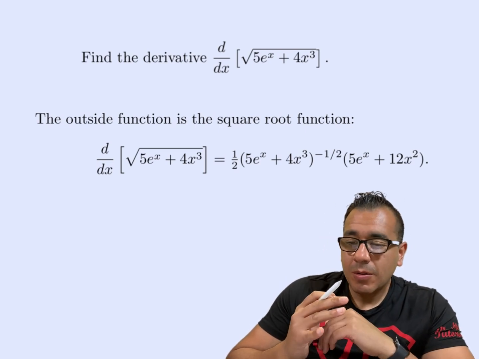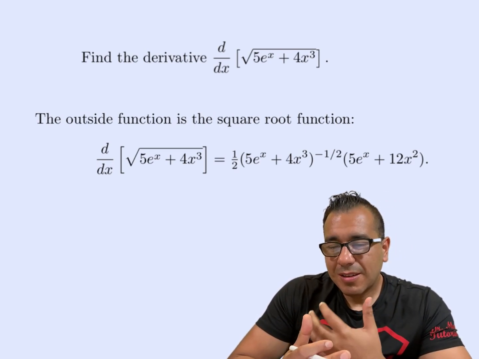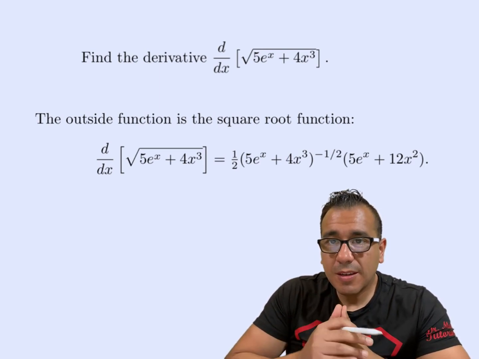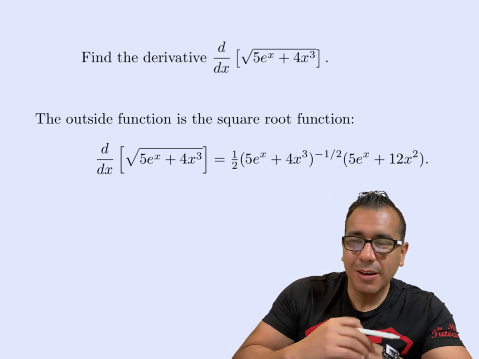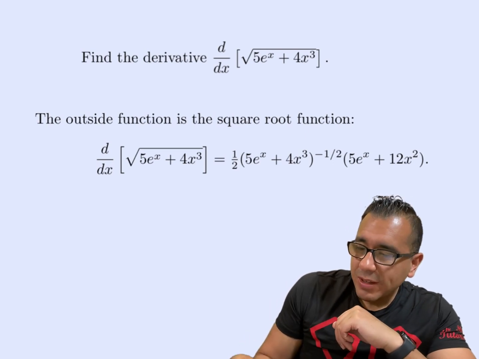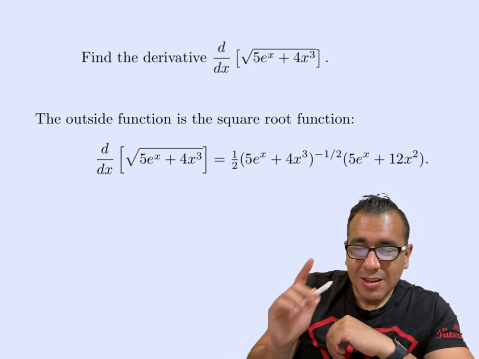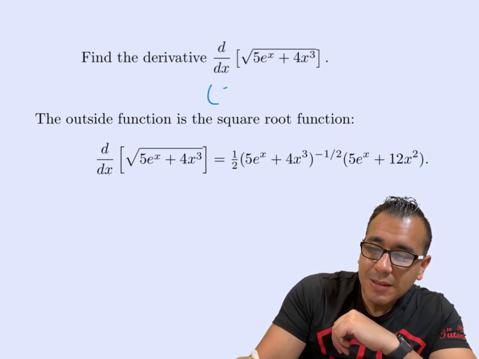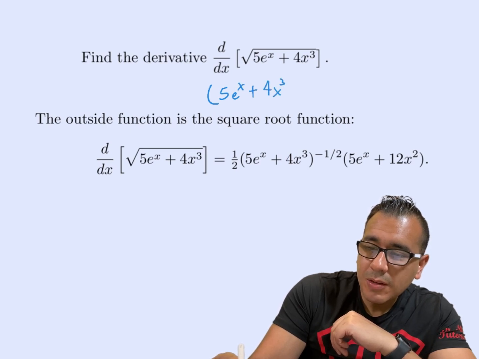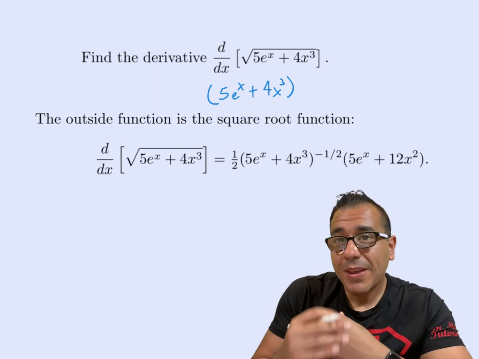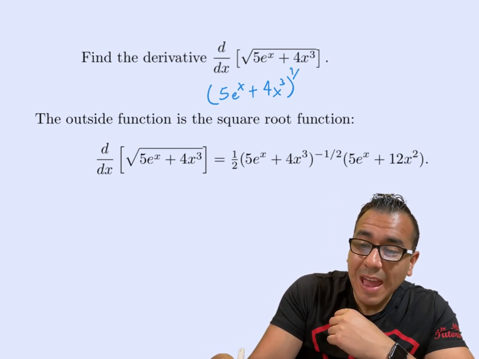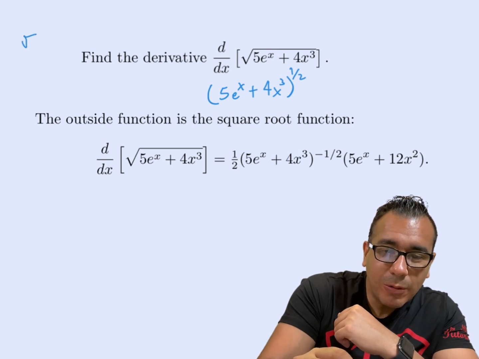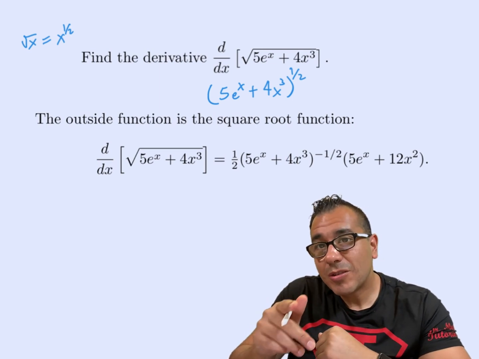All right, so let me add some notes to this because some of us might be a little rusty on our algebra. That's okay, right? That's why I'm here. So whenever we see a square root function, just a reminder, I could rewrite this if I wanted. This is the same thing as 5e to the x plus 4x cubed. And since I'm taking the square root of that, that's the same thing as raising it to the 1/2 power. So whenever you see the square root of x, that's the same thing as x to the 1/2 power. So make sure that's in your notes.